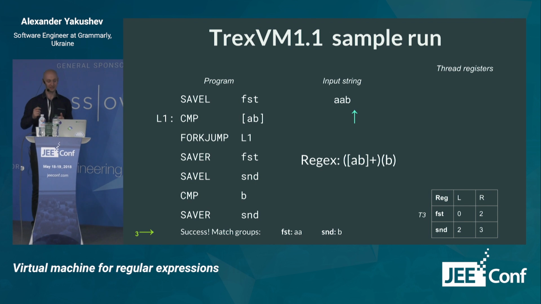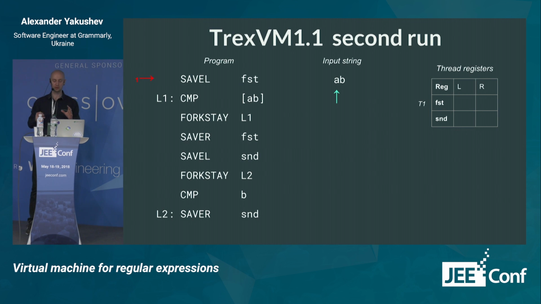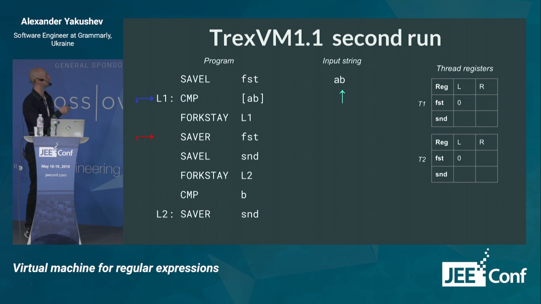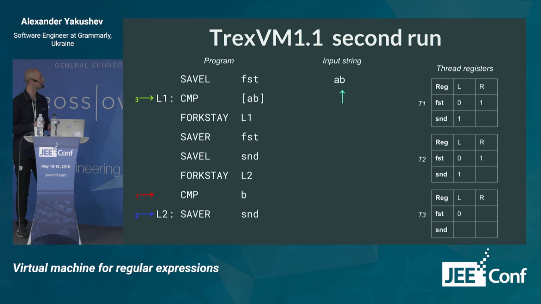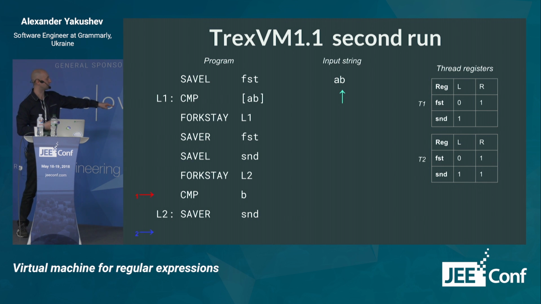All right, and just a very quick demonstration of how it will be different, for example, with fork stay, not fork jump. So again, program, we save left, we do the compare works. We do the fork stay, so the first thread went further, and the second thread jumped back, so the thread with the higher priority is going forward. We propagate it, we do the fork stay again, another jump, and now thread number 2 finishes executing, and at that point thread number 3 dies.